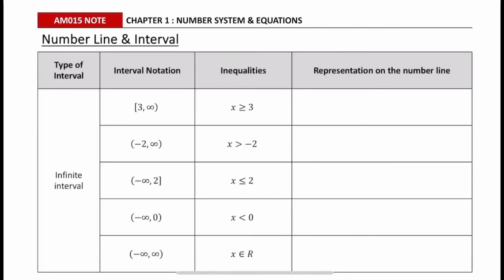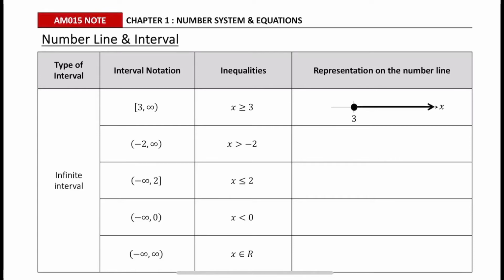An infinite interval is an interval extending to either positive infinity or negative infinity. Because infinity is not a real number, so we always use open notation for the interval. For interval 3 to infinity, the inequality is x greater or equals to 3. This means 3 is included in this interval and it goes on until infinity. To represent it on the number line, we must first draw the line with endpoint 3, then draw dense circle at 3 and join with a right arrow line.